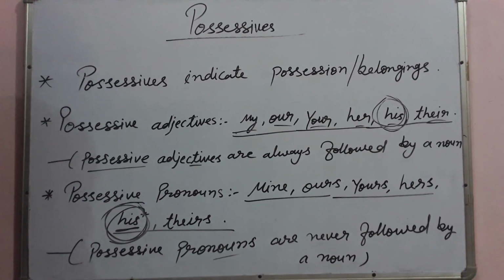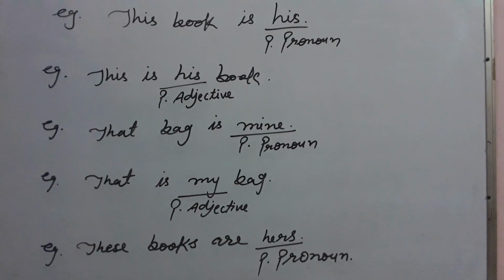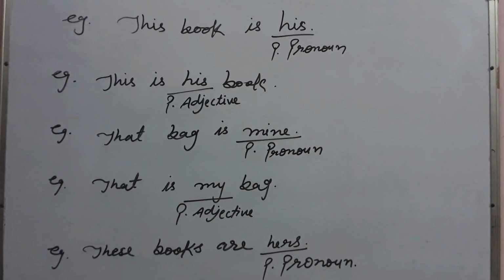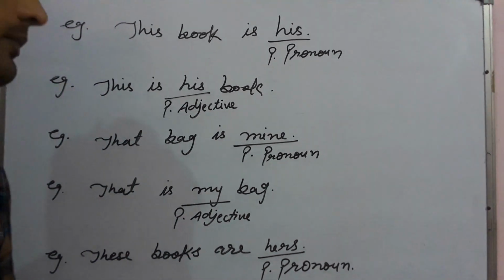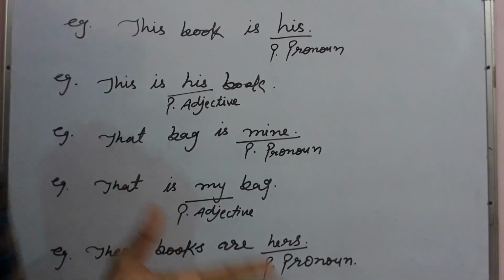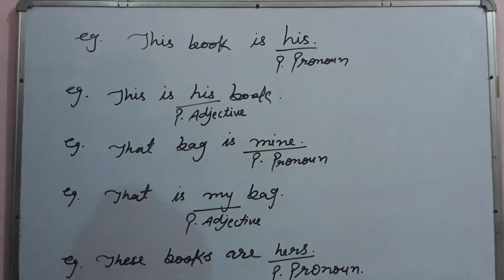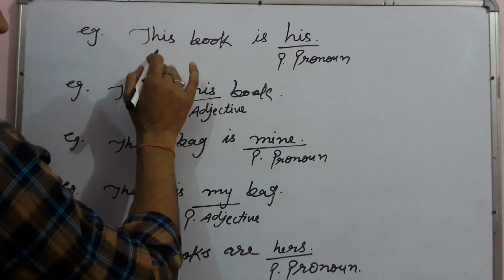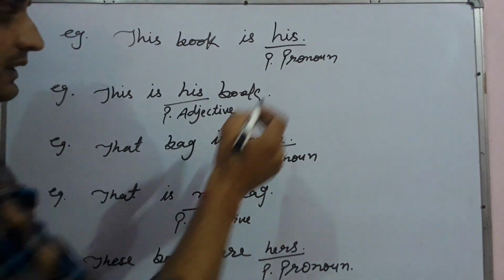Now it is turn of some examples. So dear students, these are the examples of possessives. As you all know, what is the work of possessives? Possessives indicate possession or belongings. We can see in the first example, this book is his.